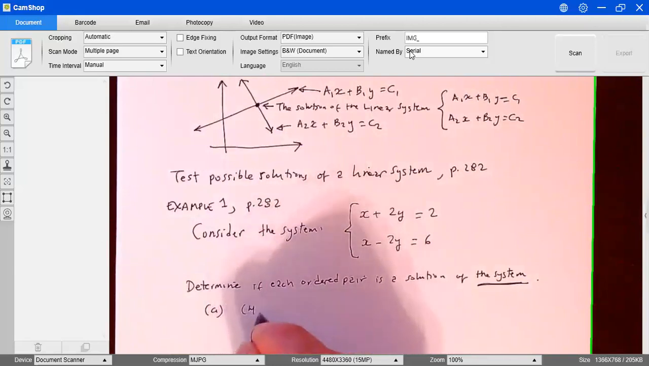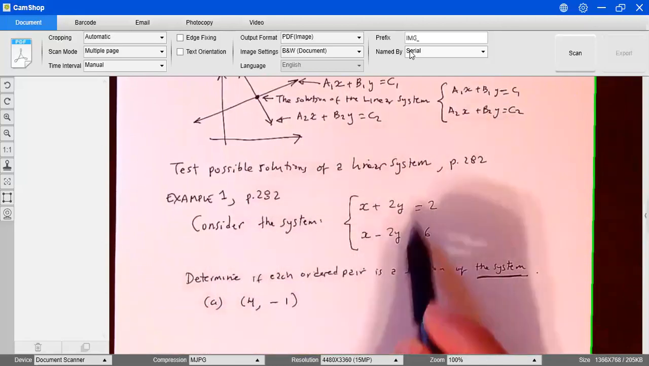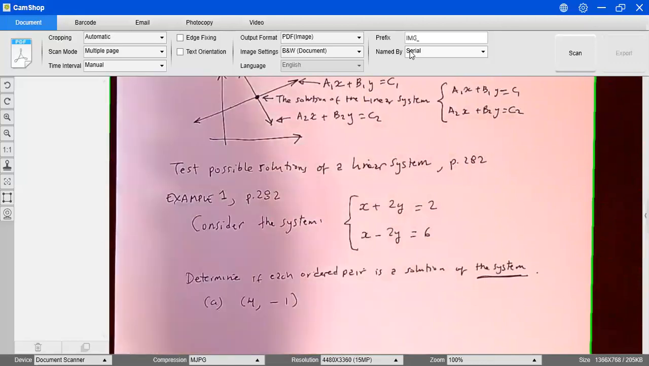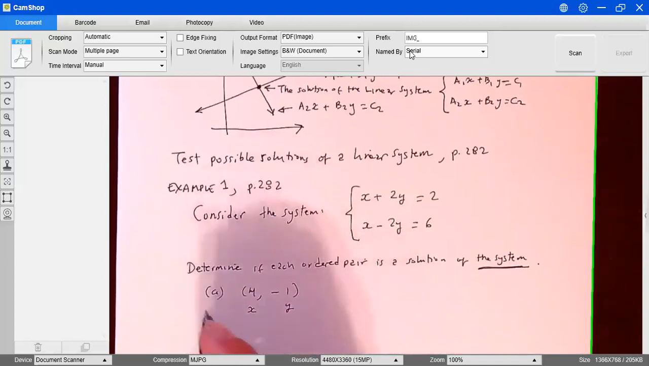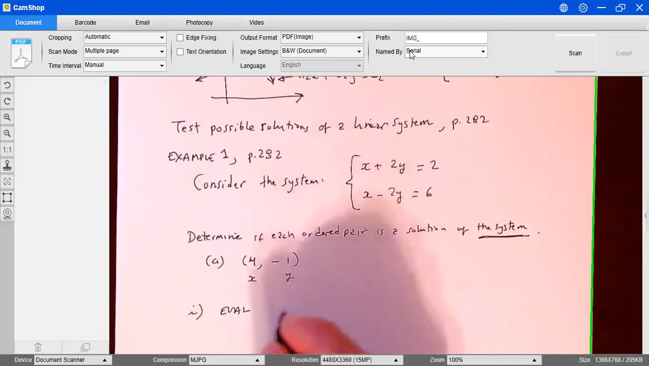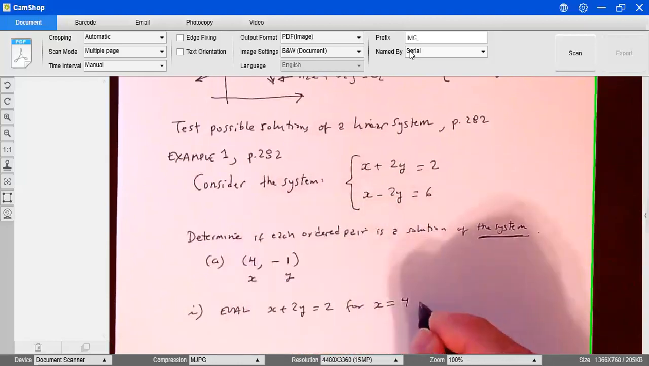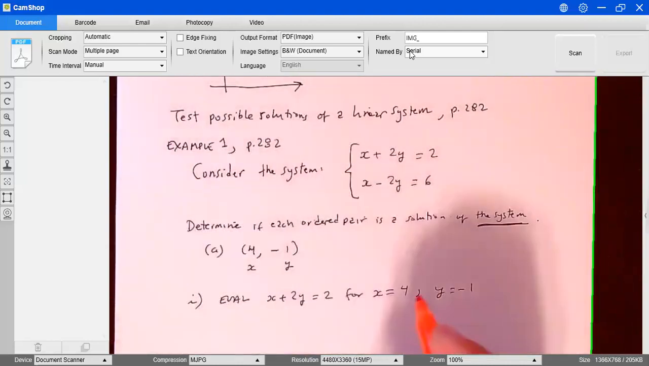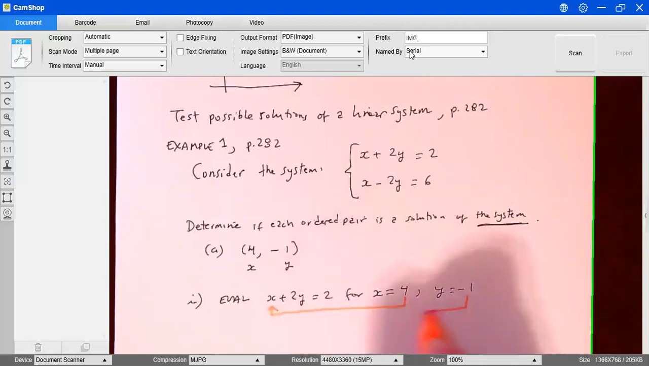So I'm going to start with this solution. We want to know whether this point is a solution of this system. We're going to do it in two steps. We're going to label our coordinates, so this is x and this is y. And then we're going to do the evaluation. We're going to evaluate the first equation of the system, x plus 2y equals 2, with x equals 4 and y equals -1. We're going to do what we have been doing so far: replace x with 4 and y with -1.